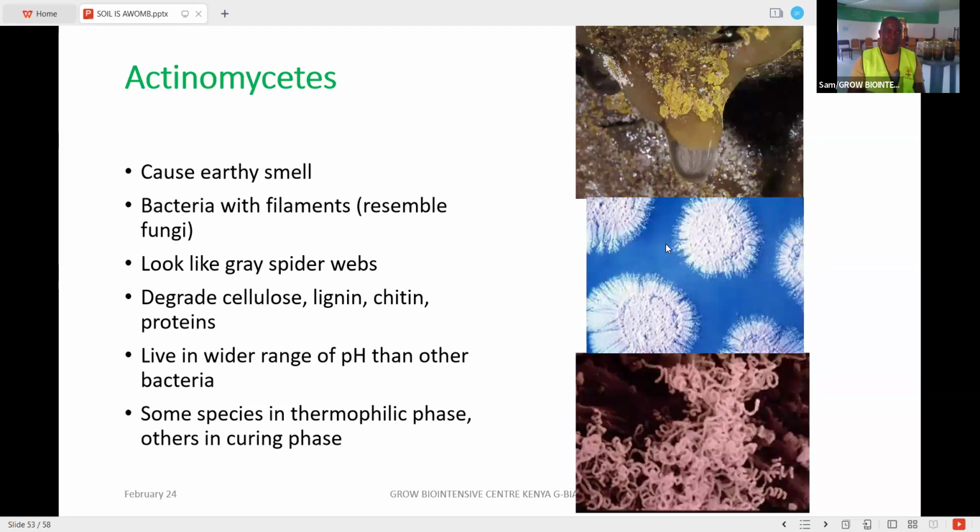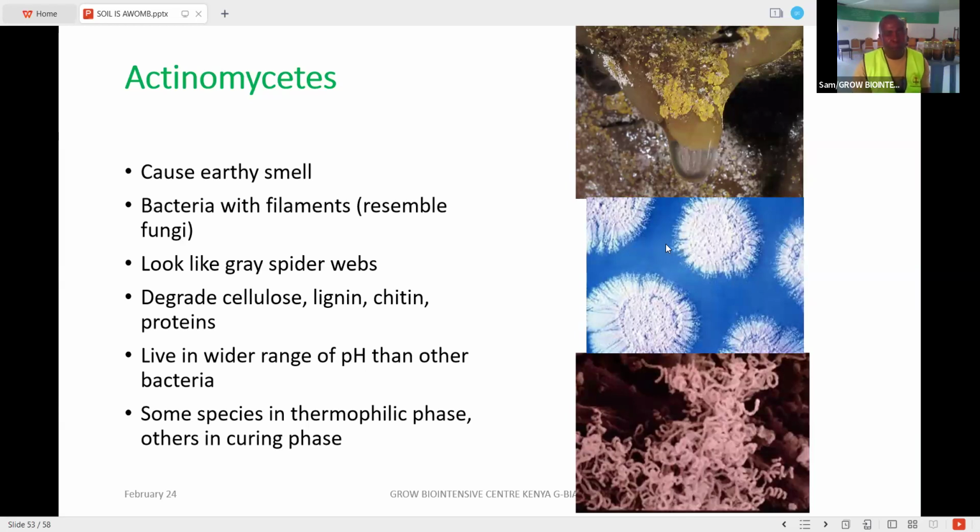Actinomycetes are the ones responsible for finishing up. When you build a house, the finishing, putting it into what you want, is done by actinomycetes. They come to finish the work that has already been done by bacteria and fungi. They are responsible for that earthy smell. When you smell compost, you feel it's a good smell. When it rains, there's that earthy smell caused by actinomycetes. Most of them also stay around the outside of the pile.